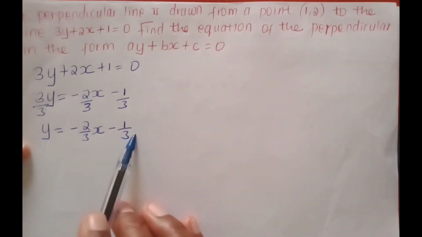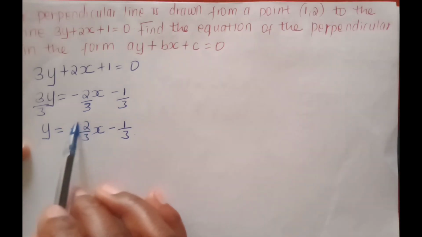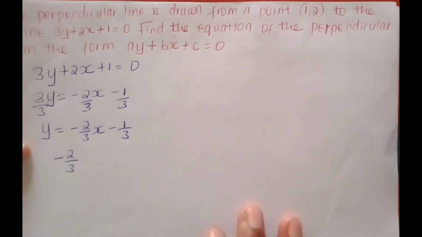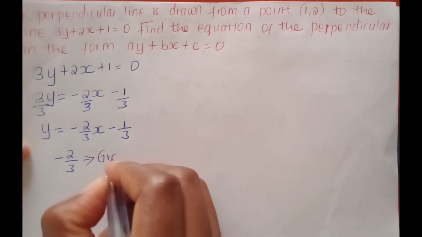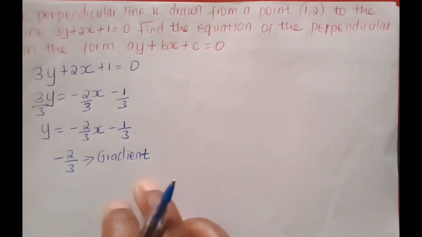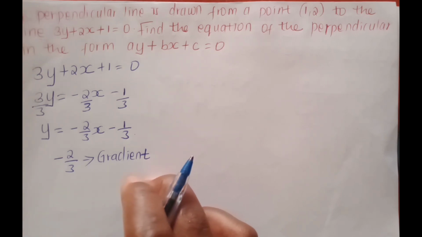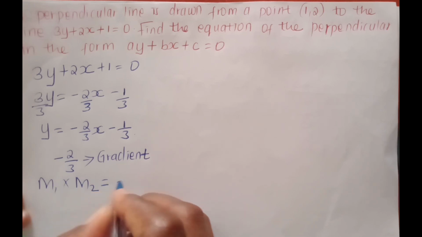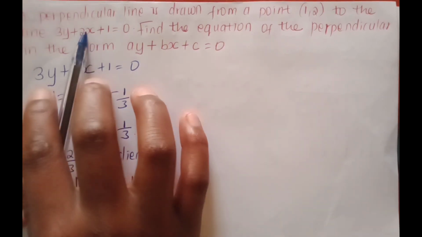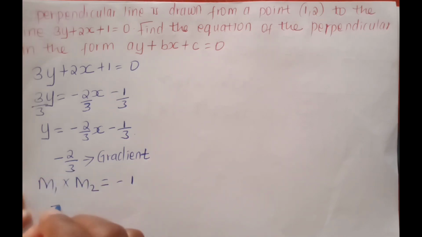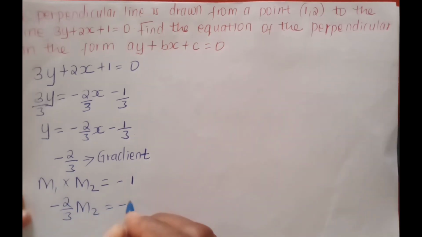So the gradient of this line is the coefficient of x. So the gradient will be -2 over 3. That is the gradient of that line. Okay, learner? So now we have gradient 1, so that means we can get gradient 2. When you multiply gradient 1 with gradient 2, you should get -1 for perpendicular lines. So we have -2 over 3 multiplied by m2 is equal to -1.